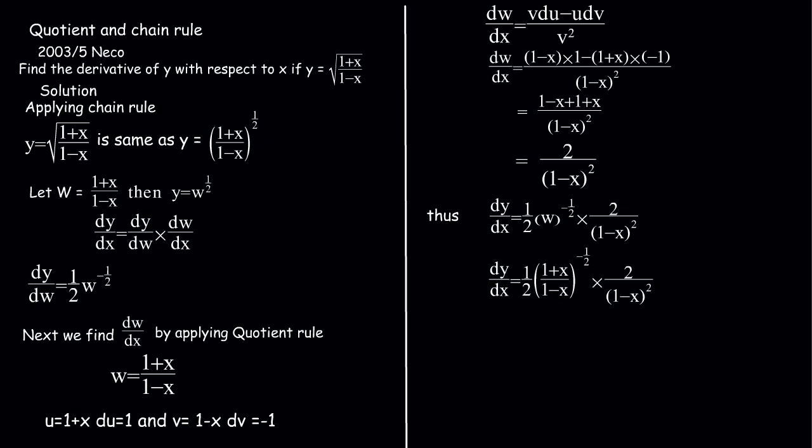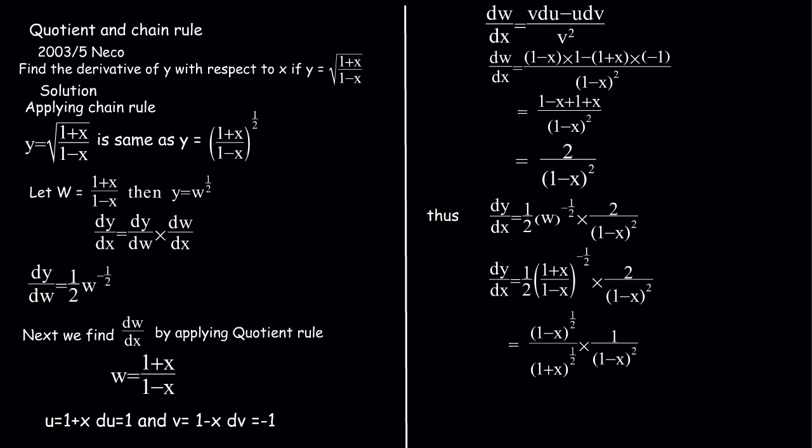So we are left with dy over ds is equal to half (1 plus s divided by 1 minus s) raised to the power of minus 1 over 2 times 2 divided by (1 minus s) squared. Now, simplifying further by separating our bracket, we have (1 minus s) to the power of 1 over 2 divided by (1 plus s) to the power of 1 over 2. Our 2 in the numerator and our 2 in the denominator will cancel out, so it becomes times 1 divided by (1 minus s) raised to the power of 2.